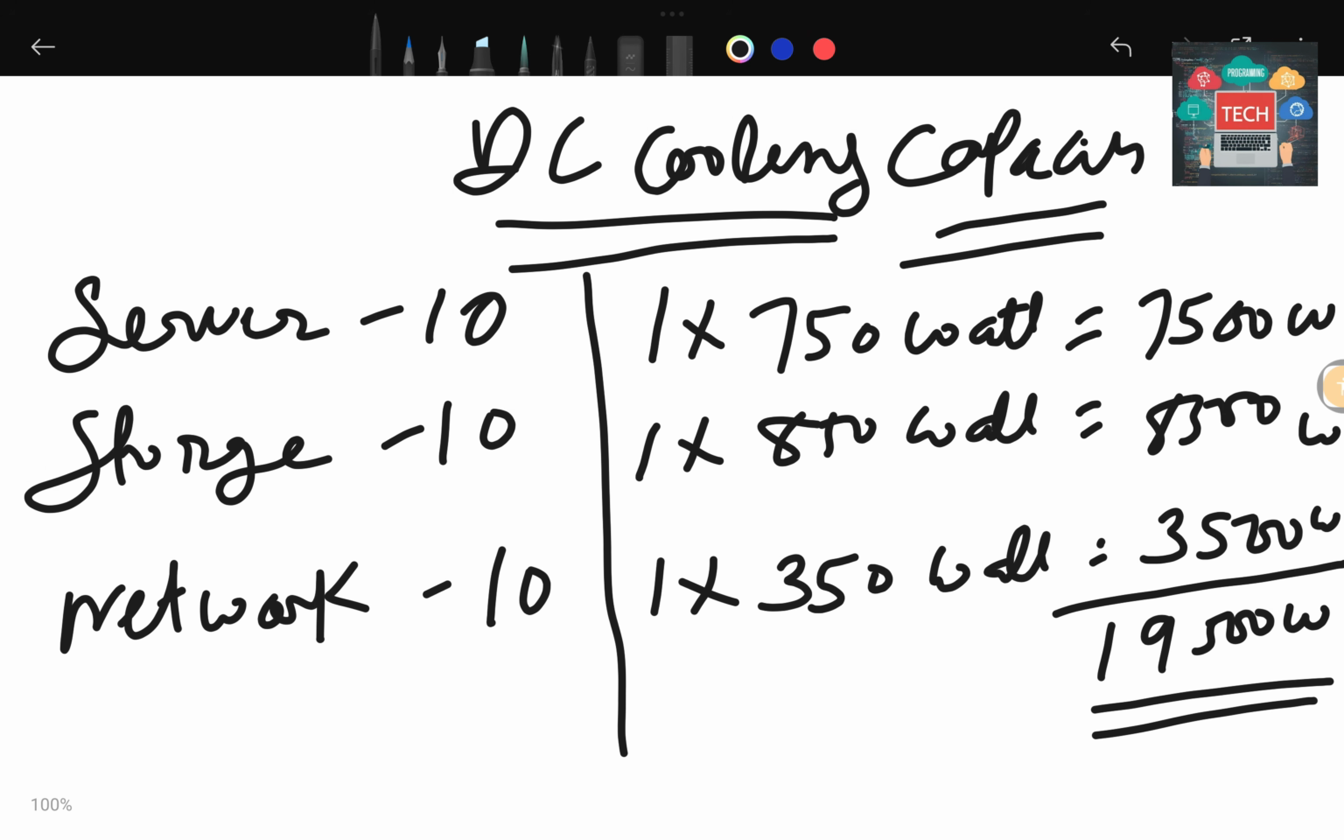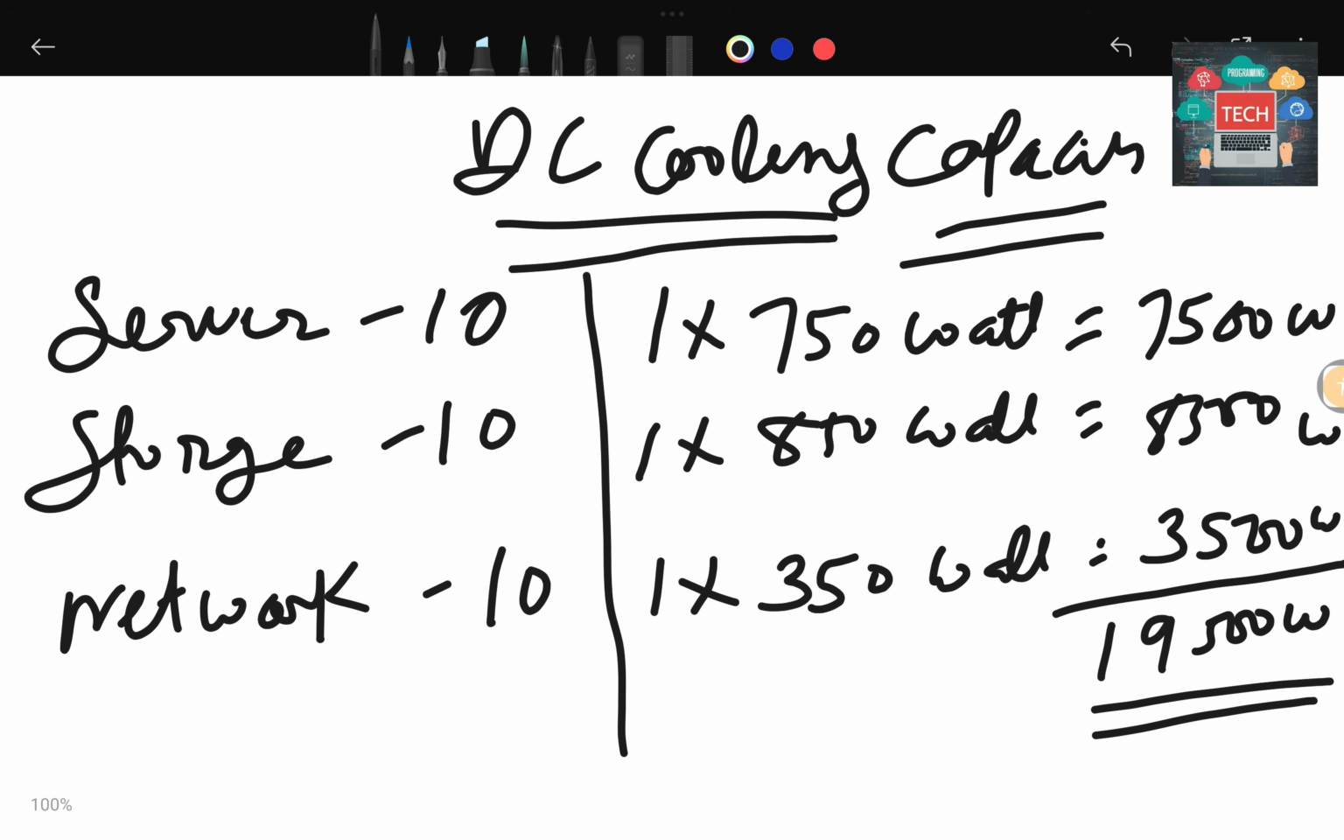Basically, there is a unit called British thermal unit. That is the heat which is produced by the network equipment. So we have to calculate how much heat that network equipment is producing. There is one formula. First we have to calculate the watts. Okay, I hope this is all clear, right? So I'm going to the next screen.